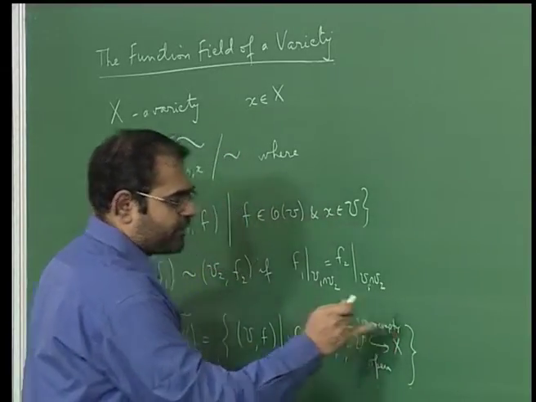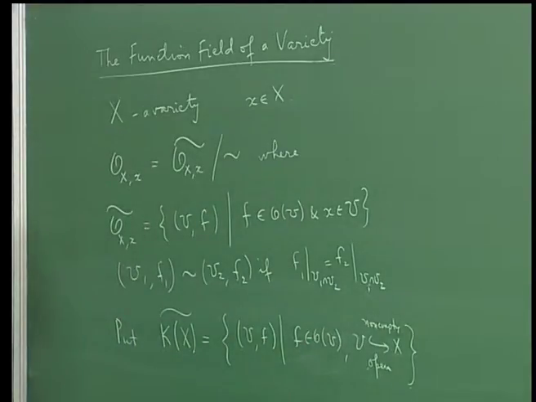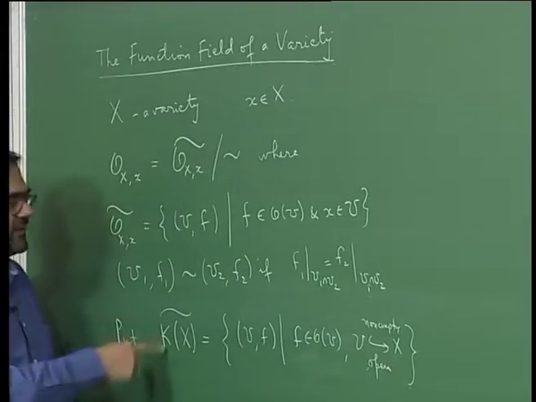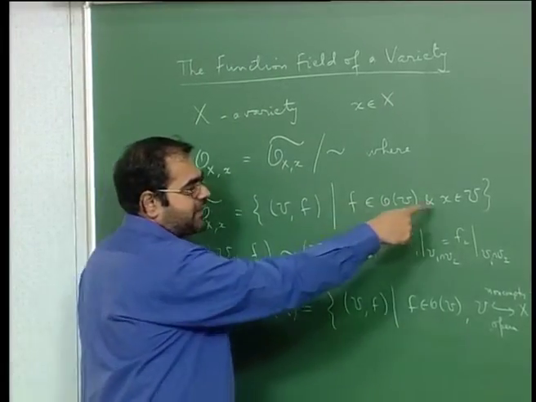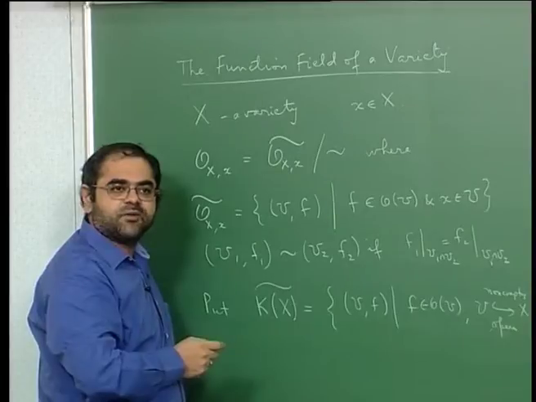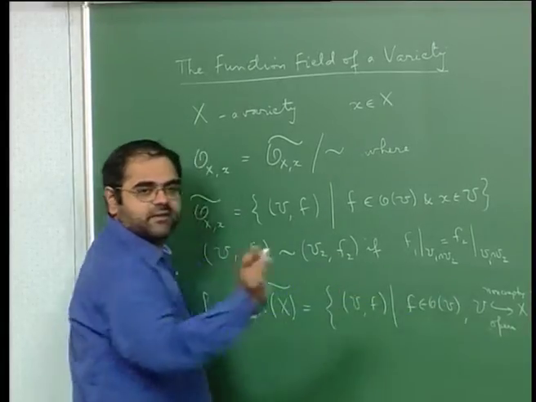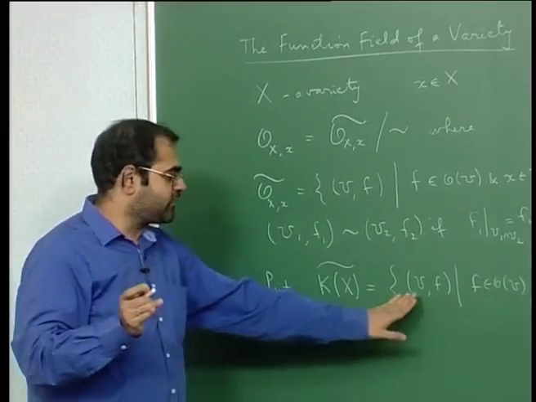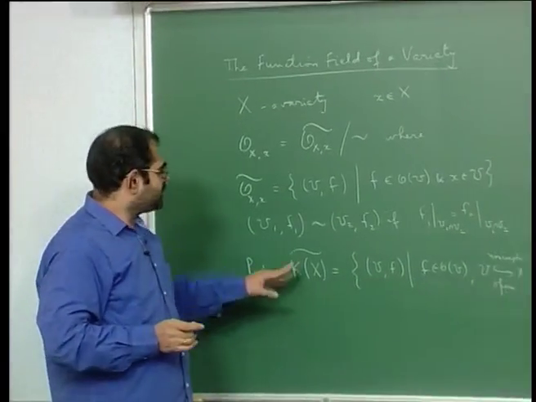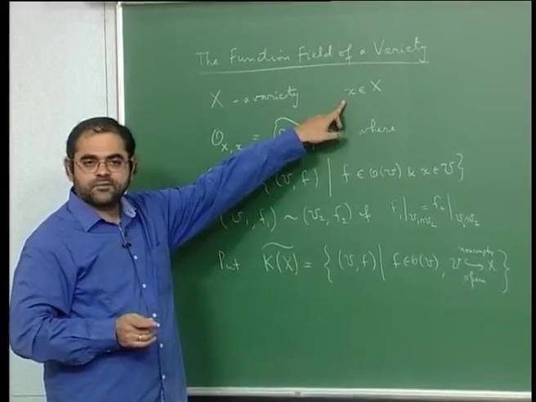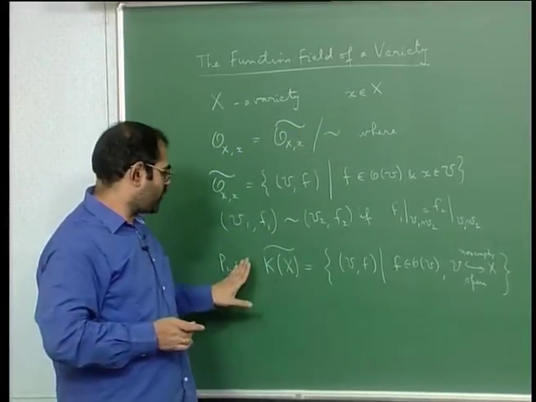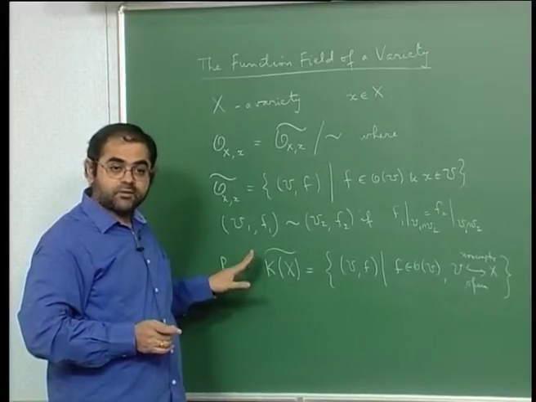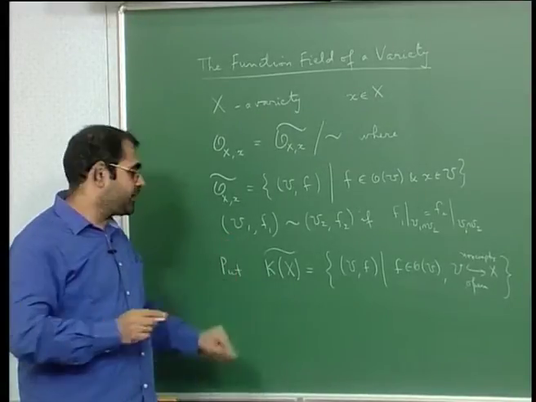Fine. So now you see, what is the difference between this and this? The difference is that here you are only taking open neighborhoods of the point small x, but here you are simply taking any non-empty open set and you are taking a regular function on that, okay. So you just drop attention to a point and lo and behold, you repeat the same procedure, and what you get is not a local ring, you get a field, okay.